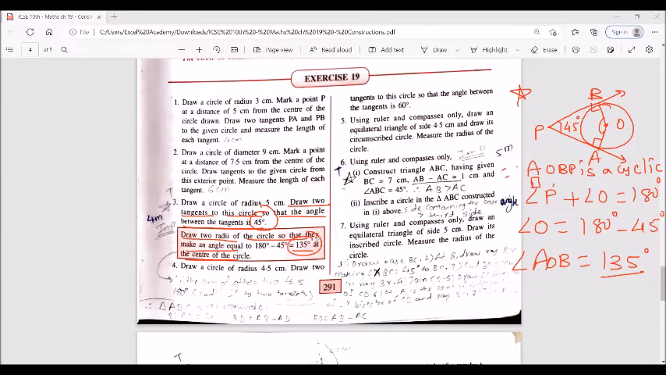Yes, sir. Okay. All right. Now tell me, how are you going to draw the diagram? Where will you start?